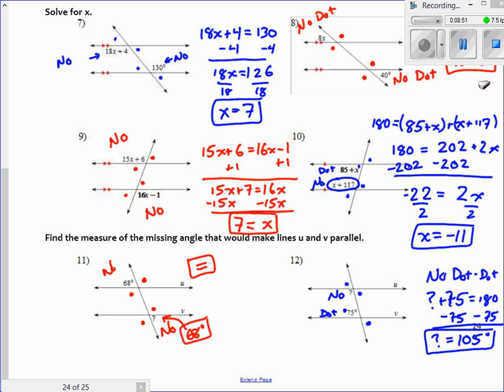So at this point, if you'll flip the page and try page 25 on your own, just be careful with the algebra. Throw the dots in the correct places. And good luck.